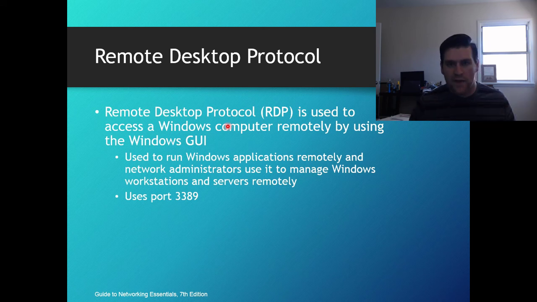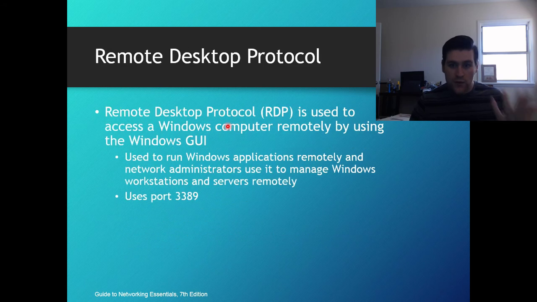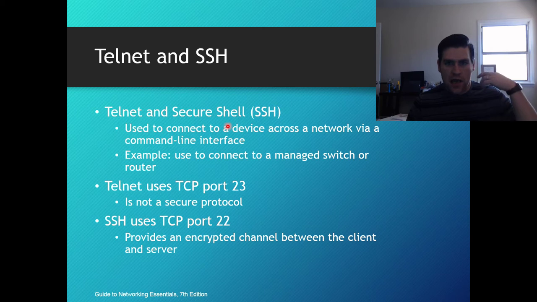Okay, Telnet and Secure Shell. These are used to access a command line interface. If Remote Desktop is to access a GUI, these are the command line version. Telnet and Secure Shell would allow you to access a number of different command line interfaces over a network. So if you have a command line interface on your switches or your routers, or even Linux servers, you could use Telnet or SSH to access them.